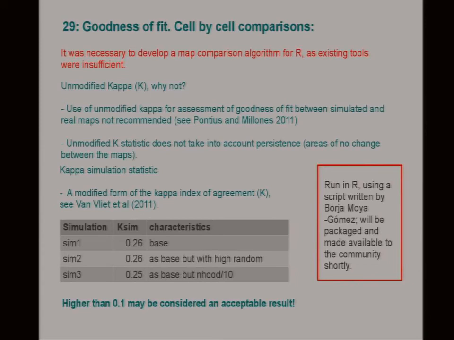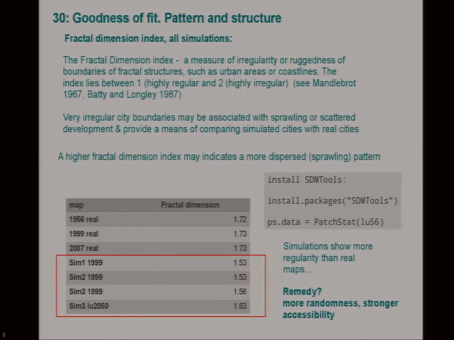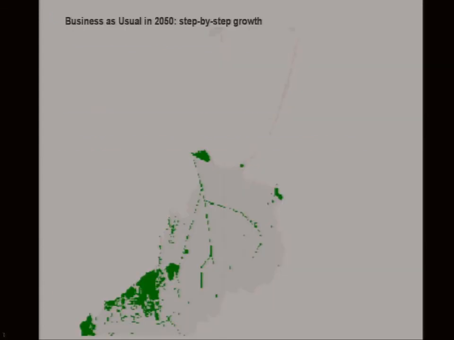How do we know it's any good? Well, higher than 0.1, usually you have to take my word for it, I'm afraid, but if you look at the literature, higher than 0.1, you're starting to be able to simulate growth effectively. Then fractal dimension, this is a pattern comparison measure. In general, the closer to 2, the more dispersed, the more sprawling, the more irregular the pattern. So we can see in our real maps, we've got quite a dispersed pattern, quite dispersed boundaries. In our simulations, not so dispersed. The remedy: more randomness, stronger accessibility perhaps to scatter those urban areas along the roads.